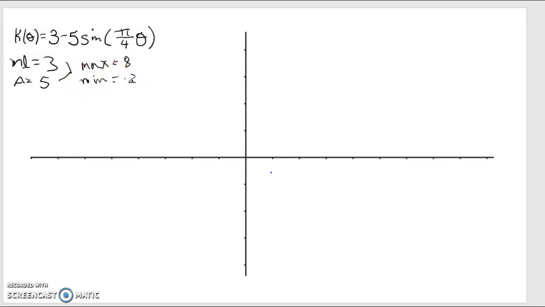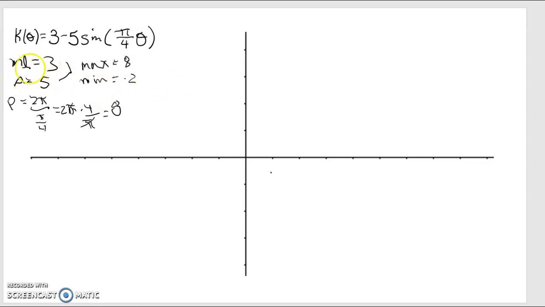So let's see, with that information, let's go to our period. So our period is 2 pi divided by pi over 4. Oh, we know how to deal with that. That's the same as 2 pi times the reciprocal of the denominator. Pi's cancel. Our period is 8.